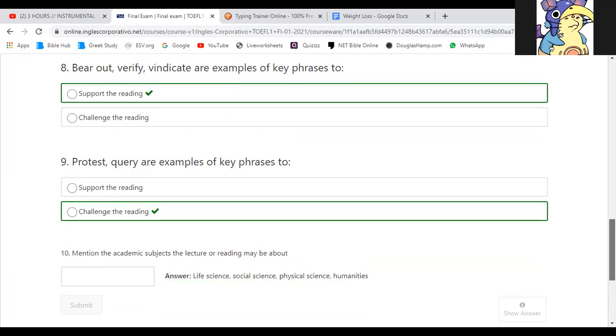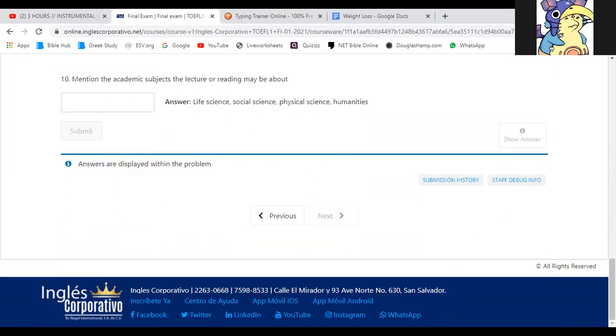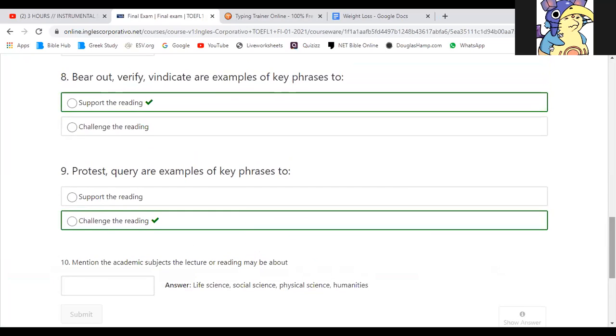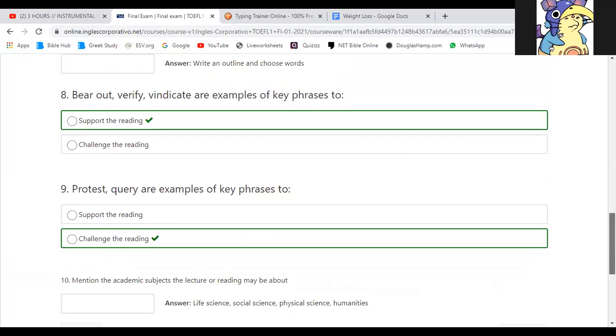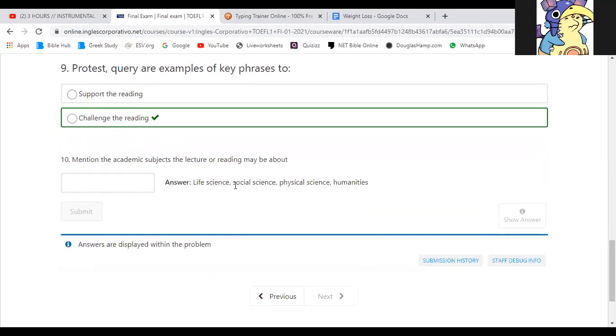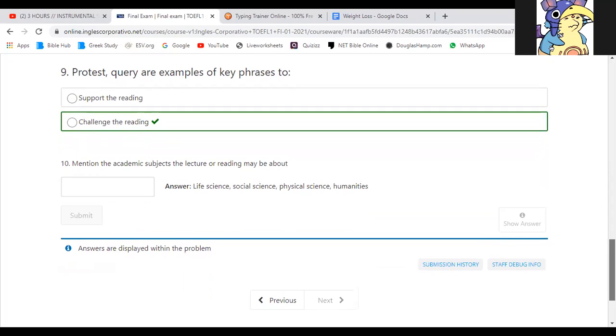Number nine, protest query are examples of key phrases to challenge the reading. Number 10, mention the academic subject the lecture or reading may be about. Okay. All right. ¿Alguien quiere ver alguna? I have a question, but do help me in that, but it depends if you write with commas or period or mayúsculas. Yes, you have to write the commas. I don't know if you need capital letters, but try writing it like this. You need to write it the exact way it is written there.